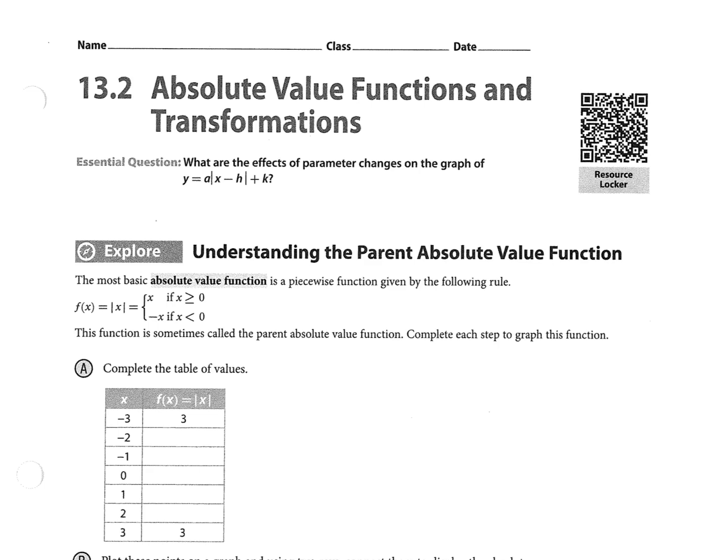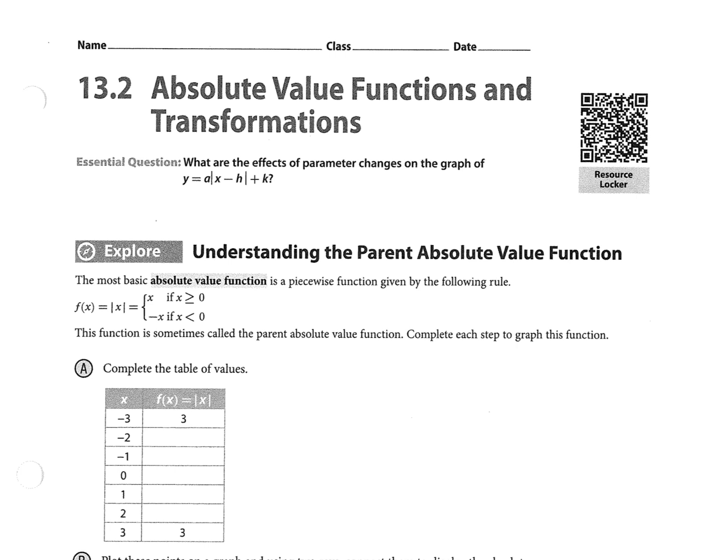Absolute value functions and transformations. We are going to look at absolute value functions with different shifts in them, and we've talked about parent graphs before. So these aspects here would be some form of shifts or stretches to the parent function. And it tells us the most basic absolute value function is a piecewise function given by the following rule.